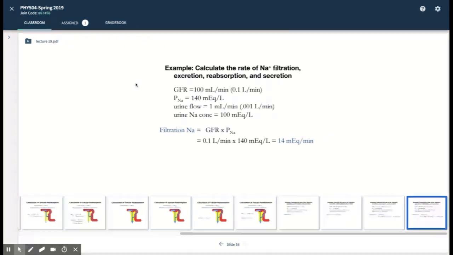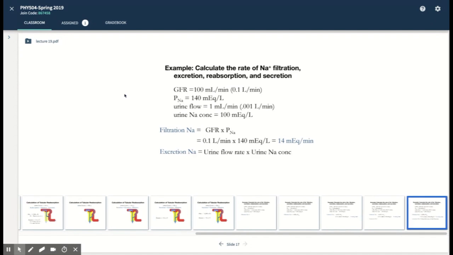Okay, so that's your filtration rate for sodium specifically, based on these stats. How about excretion? How do we calculate that? Concentration where? In the urine times urine flow rate. Okay, so flow rate times the concentration. In this case, again, we want to make sure that we're using the same units for volume. You'll get your concentration in milliliters. You might get it in deciliters. You need to know how to convert it into liters to make sure that all of your units are going to be in agreement.